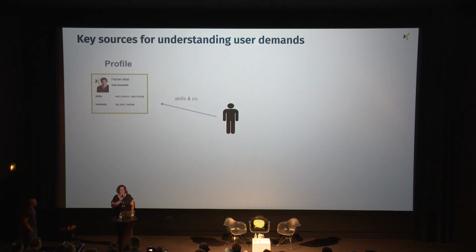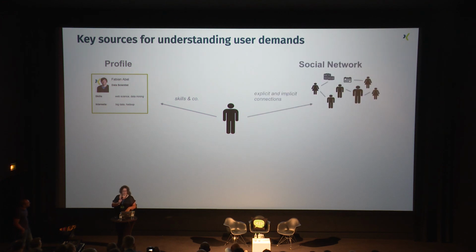So in order to recommend the most relevant content for the users, we need to understand the user demands. And there are several sources that we can use for that. And one of the sources, the most obvious one, is the explicit user profile, where the users tell us what is their current job title, their position, which company are they working for, where are they working, what are their interests, what are their skills, and so on.